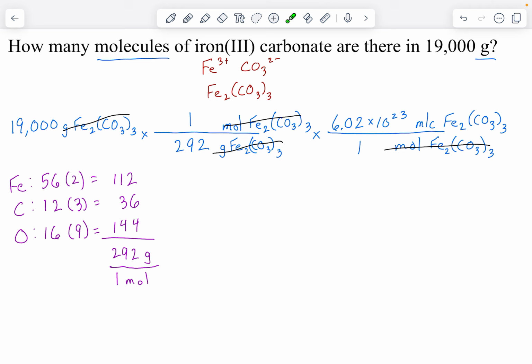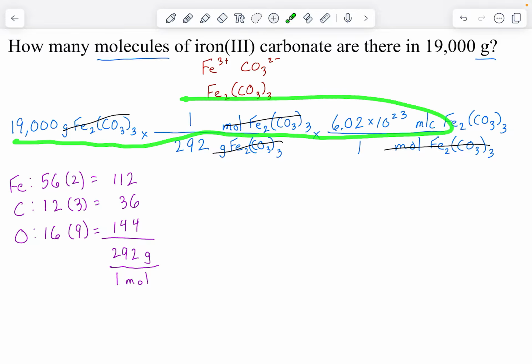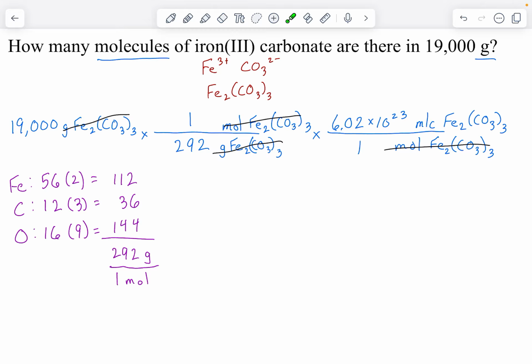Now the math is just slightly more difficult, and here's how I recommend you do that. I recommend you take anything in the numerator and you multiply those numbers first. So 19,000, clearly you won't do times 1 on the calculator, but if it was a number other than 1 later on, then you would just multiply by that. And then times 6.02 times 10 to the 23rd.